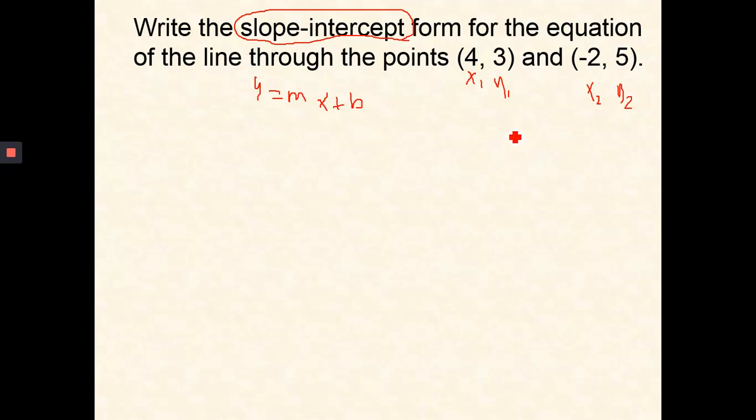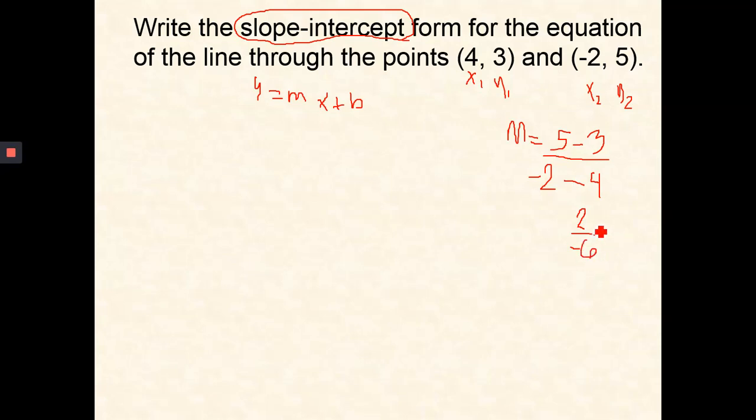So the formula is m is equal to y sub 2. What is your y sub 2? 5. Minus, what is your y sub 1? 3. Over, your x sub 2 is negative 2. Minus, your x sub 1 is 4. Okay? 5 minus 3, that is 2. And then, negative 2 minus 4, that is negative 6.